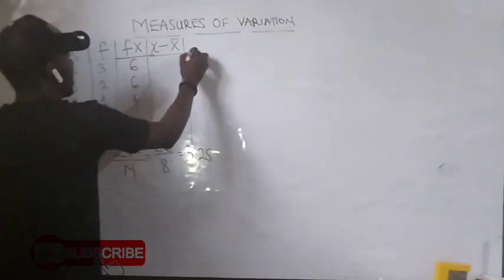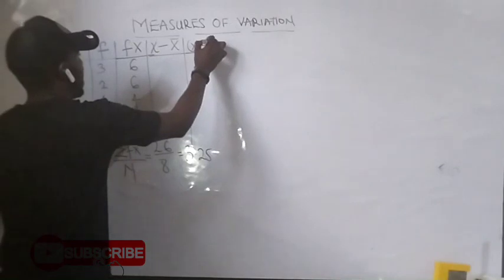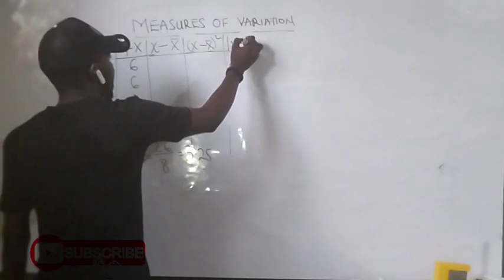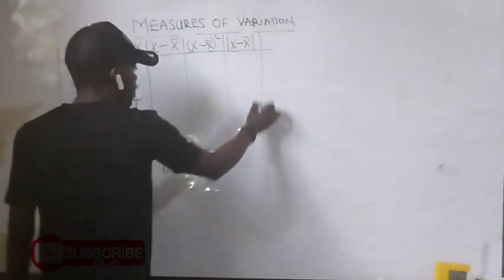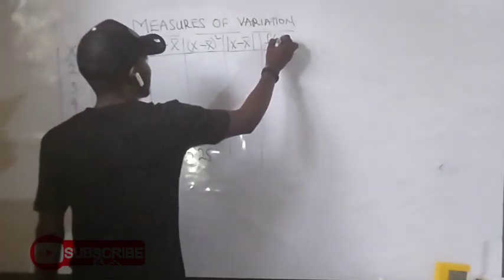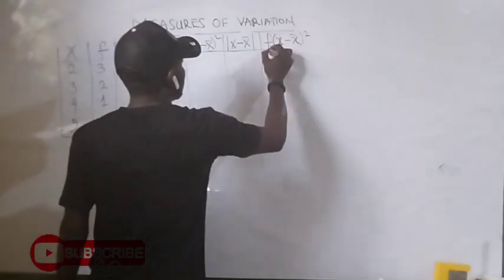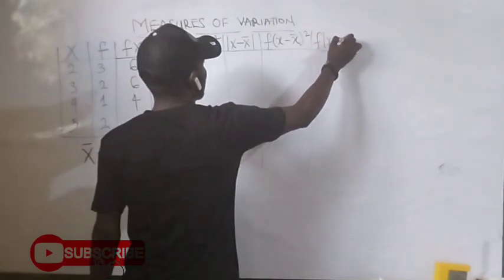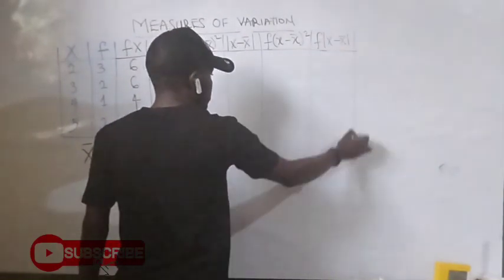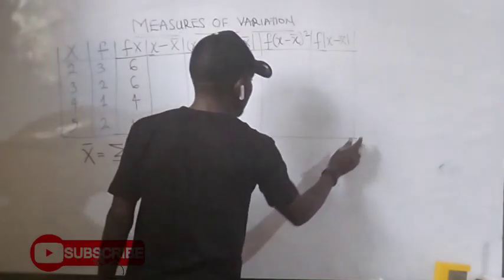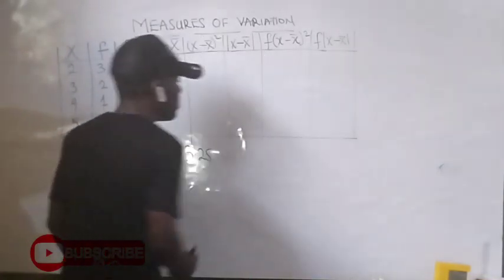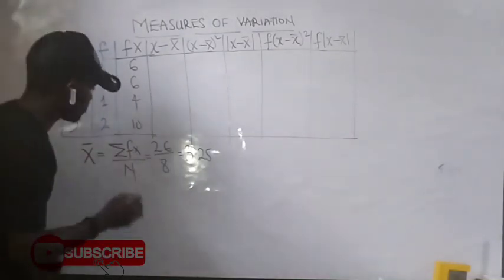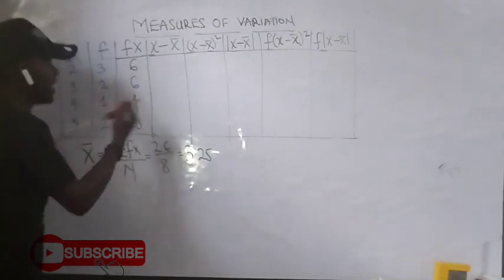Then I'm going to be solving for my x minus x bar. I'll be solving for my x minus x bar squared. I'll be solving for my modulus of x minus x bar. Then I'll be solving for my f of x minus x bar squared. Then I need one more thing: f multiplied by the modulus function I made mention of. Then with this table, I can easily compute my mean deviation, my standard deviation, my variance, and my range. Then with this table, what else do I need? I need to, like I said, compute this.